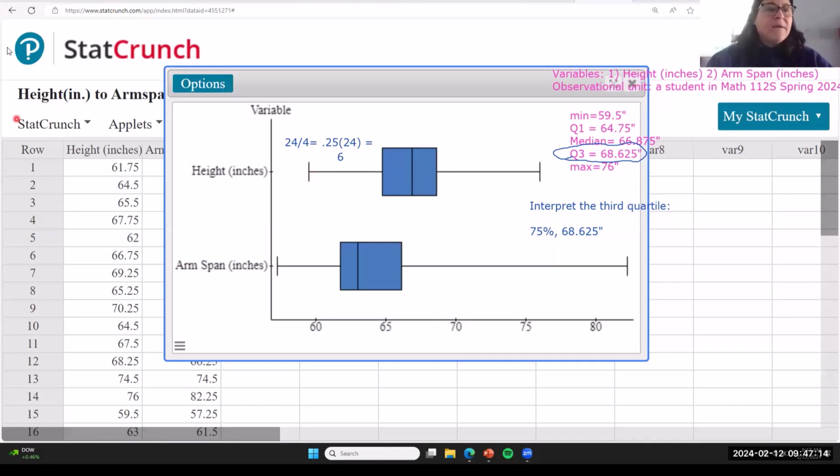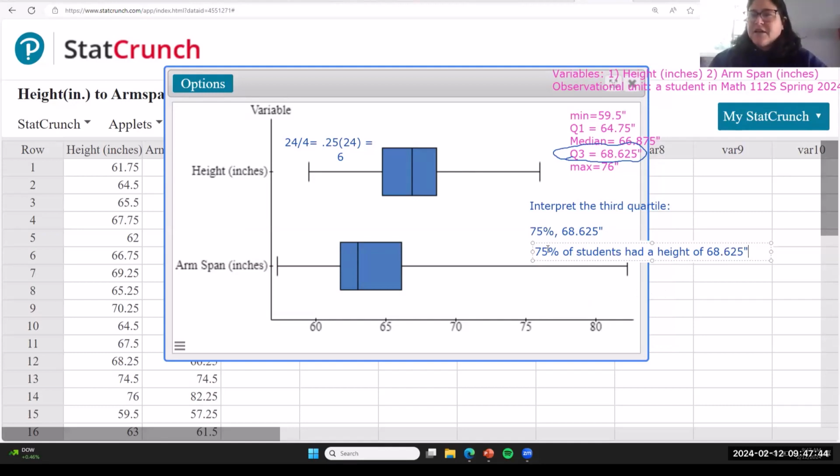So if I'm going to write this as a complete sentence, it's 75% of our observational unit. So that's students. 75% of students had a height of 68.625 inches. So I had some people just write this.